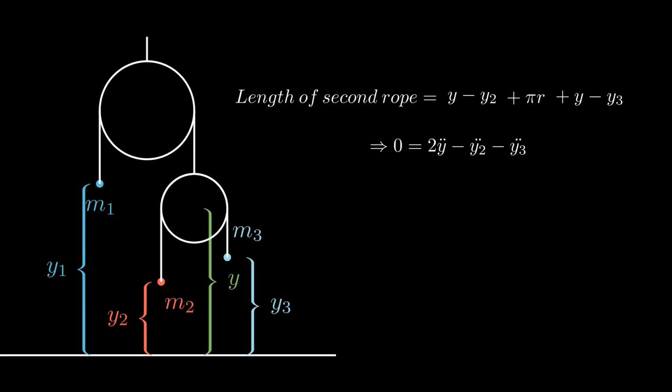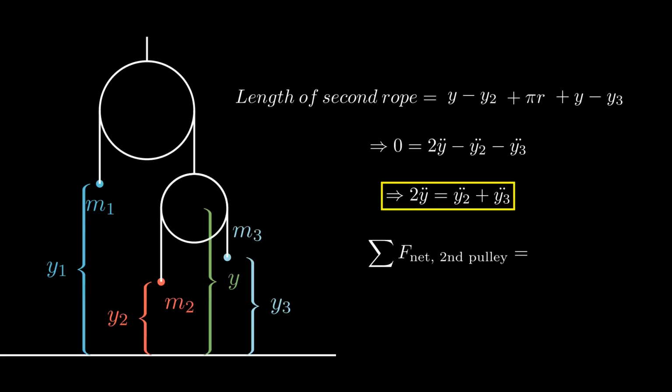We differentiate both sides of the equation twice and get that 2 times y double dot is equal to y2 double dot plus y3 double dot. Note that the length of the rope and the radius of the lower pulley are constant, so their differentiation becomes 0. We now apply Newton's second law to the lower pulley.